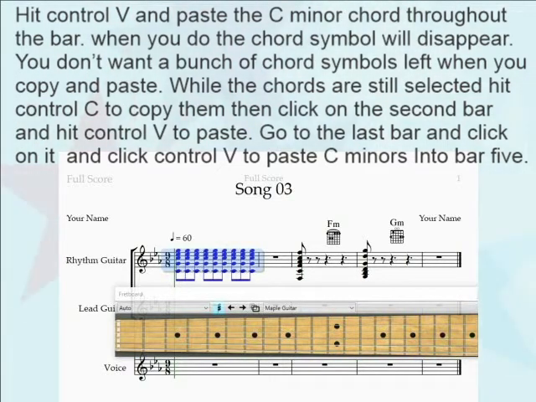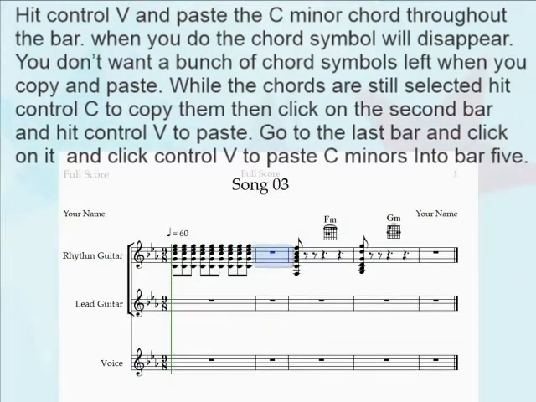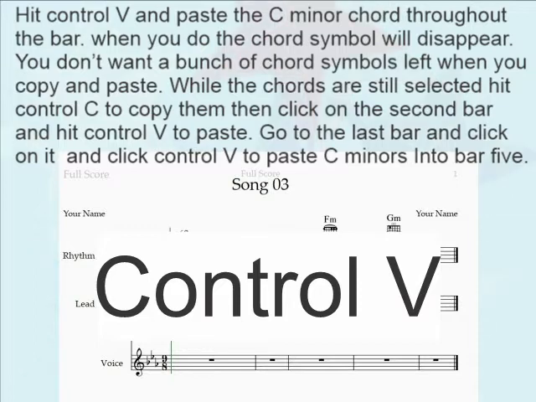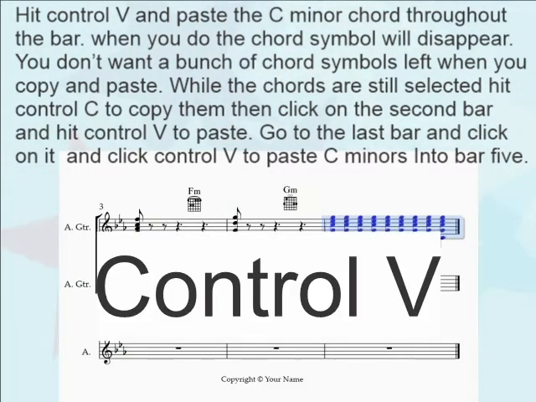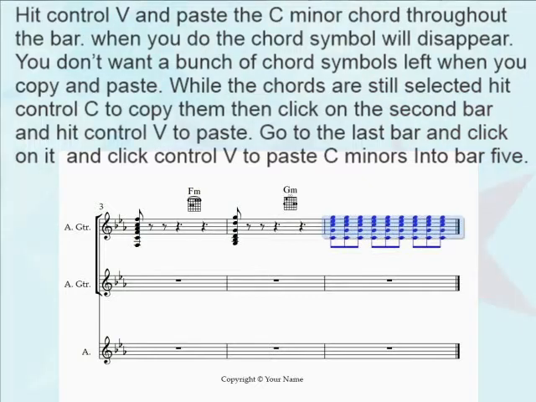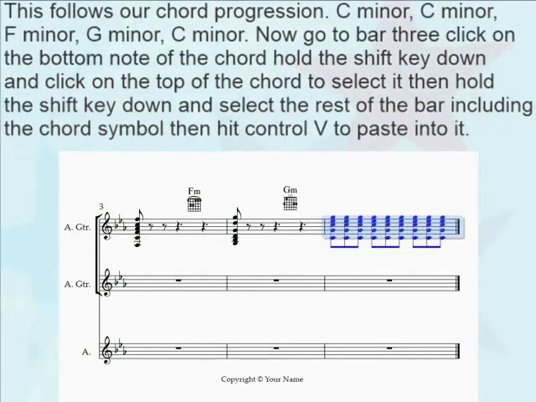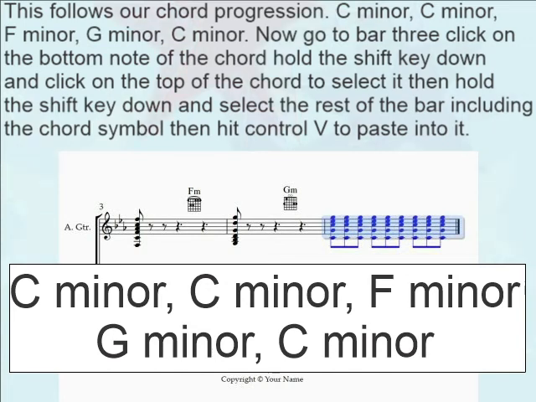While the chords are still selected, hit Ctrl C to copy them, then click on the second bar and hit Ctrl V to paste. Go to the last bar, click on it, and click Ctrl V to paste C minors into bar 5. This follows our chord progression: C minor, C minor, F minor, G minor, C minor.